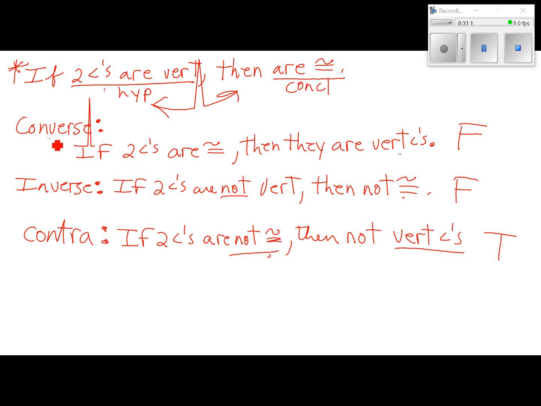So converse switches the hypothesis and the conclusion. Inverse negates the hypothesis and the conclusion. And contrapositive switches and negates.